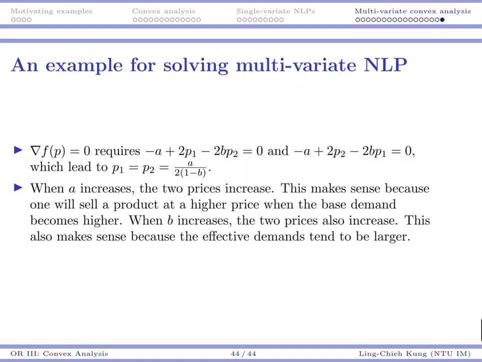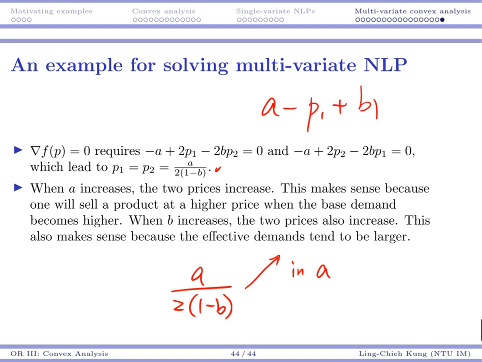But the last thing we want to do is to get some managerial implication from this solution. So our solution is A over 2 times 1 minus B. We can see that this quantity increases in A. Okay, what does that mean? A is the original demand. So A minus P1 plus B P2 is the demand for Q1, right? So if A is larger, that means our product is more popular and the base demand is higher. So when the product becomes more popular, most people want to buy it, you will set a higher price.